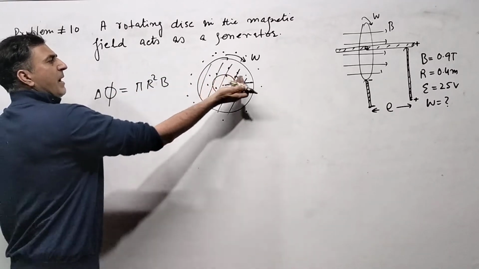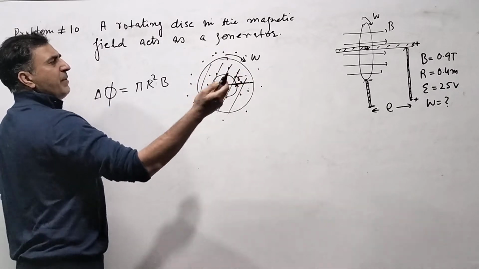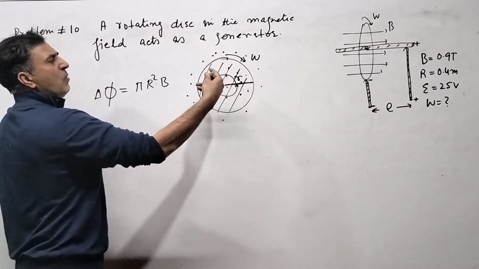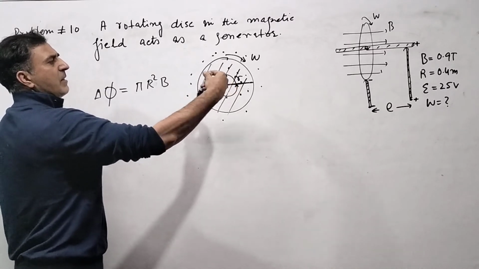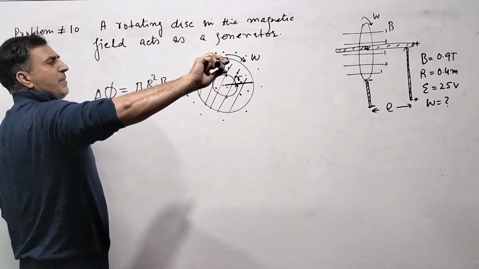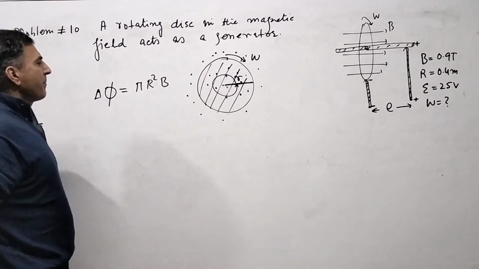Magnetic field and the area. This is the magnetic field, and this rod cuts the whole area like this. It cuts the area, and the magnetic field is this way, so the flux is pi r square B.